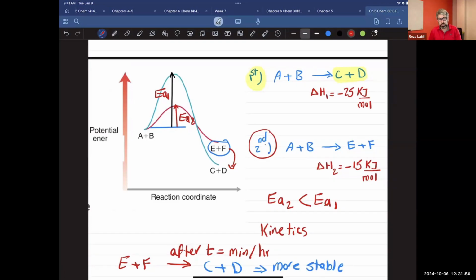Thermodynamic is telling you which product is the most stable product. It's talking about delta H, delta G, and delta G is, again, a gap between reactant and product. Kinetics says which reaction is going to be faster, which product you will get first, and that's going to be based on activation energy.